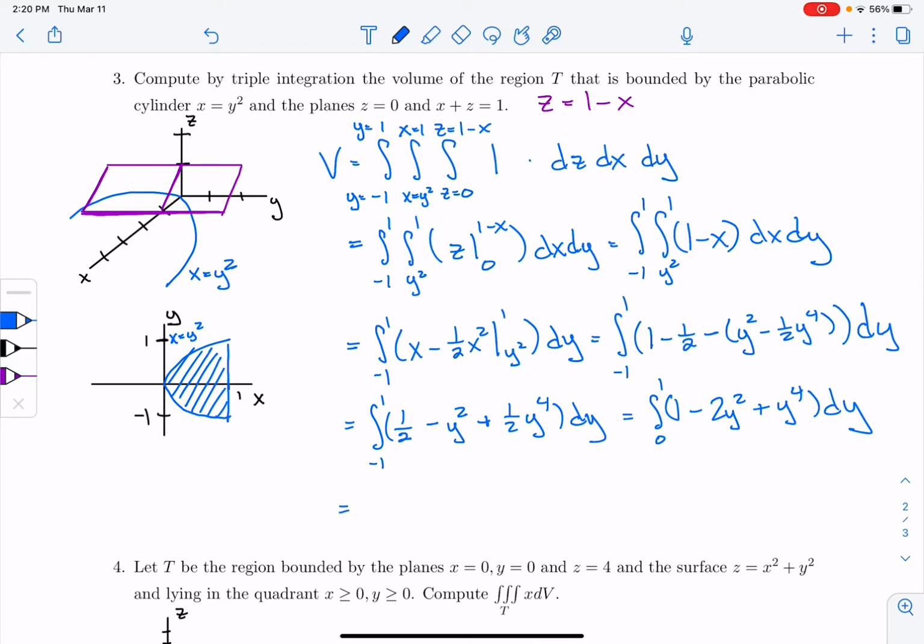Finding the antiderivative, I'm going to get y minus 2/3 y cubed plus 1/5 y to the 5th. I'm going to evaluate that between 0 and 1. So I'm going to get 1 minus 2/3 plus 1/5. And that, finding common denominators, is going to be 8/15. So the volume that's underneath that purple plane but stays within the parabolic cylinder is going to be 8/15.